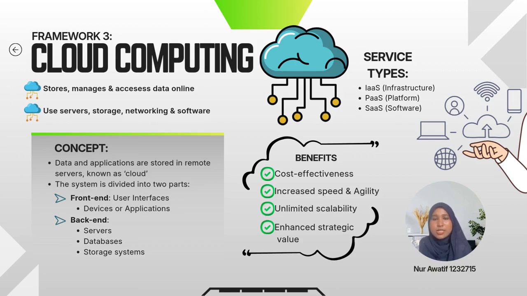The system consists of a front end, such as user devices or applications, and a back end, which includes servers and databases that process the data. There are three main types of cloud services: infrastructure as a service, platform as a service, and software as a service, with software as a service being the most commonly used in business. Overall, cloud computing provides real-time access, scalability, and cost efficiency, making it highly relevant for modern business operations.